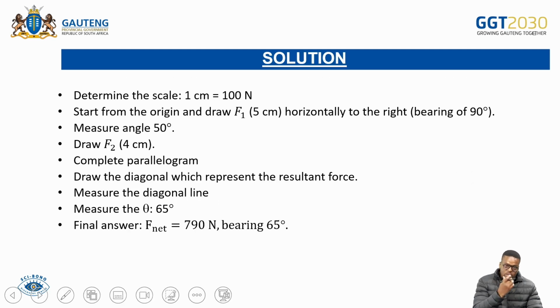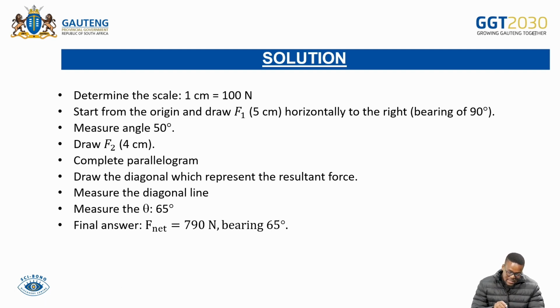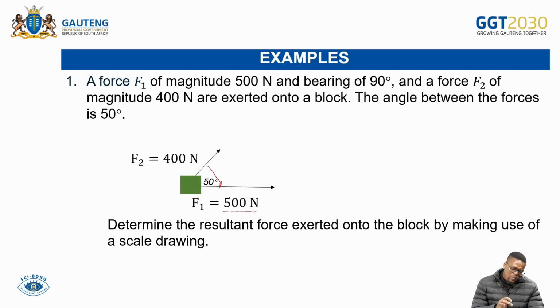Now the solution to this: determine the scale. The scale that you have chosen is 1 centimeter equals 100 newtons, which simply means if you are using a ruler, 1 centimeter will represent 100 newtons. So F1, which is 500 newtons, must be 5 centimeters if you are using a ruler. F2 must be 4 centimeters.